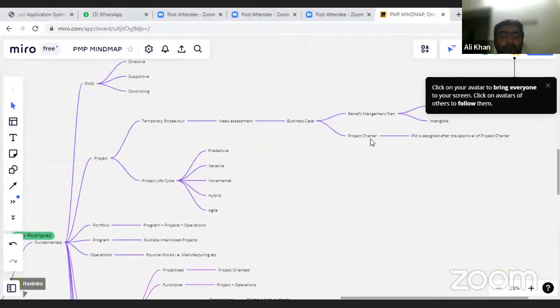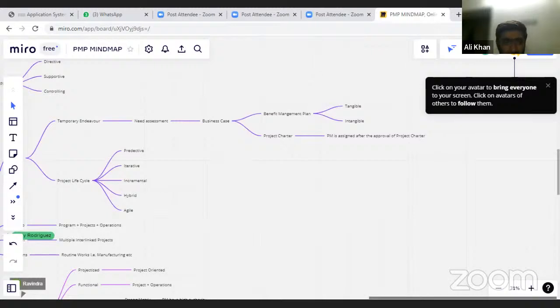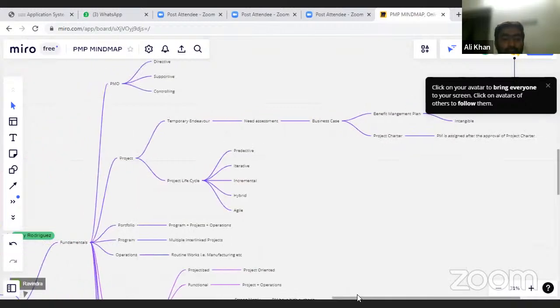And on what basis the project is selected: companies do a needs assessment, then they develop a business case, then from the business case we derive the business management plan. There are two kinds of benefits, one is tangible and the second one is intangible. Then we have the project charter, and after the development of the project charter, the PM is assigned after the approval of the project charter.